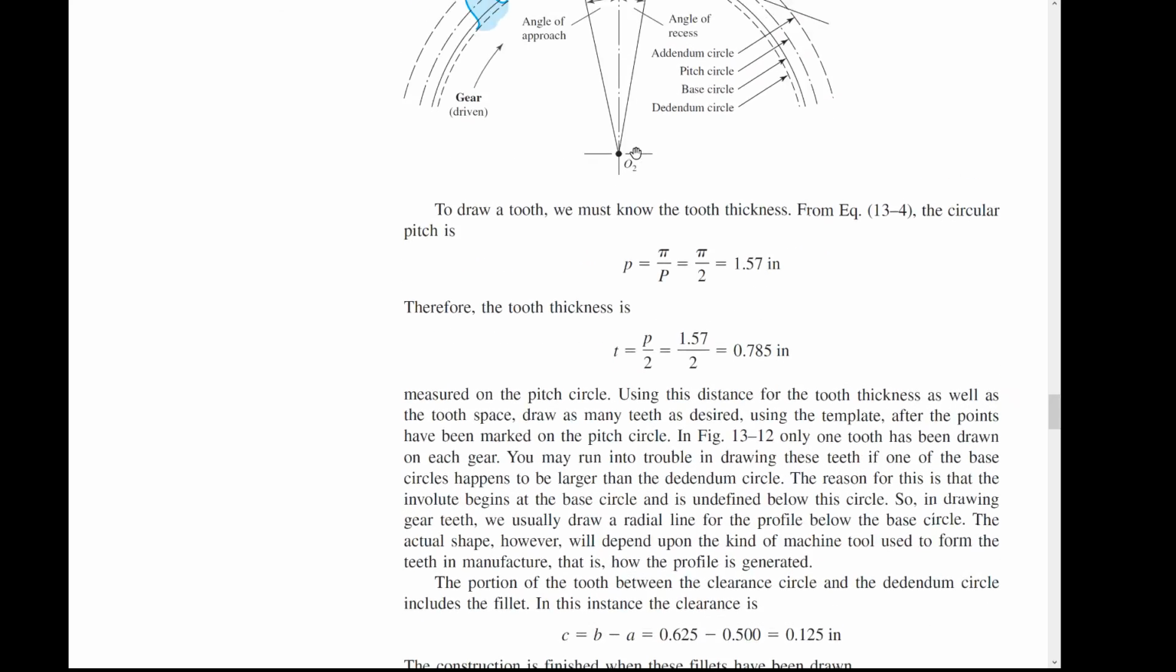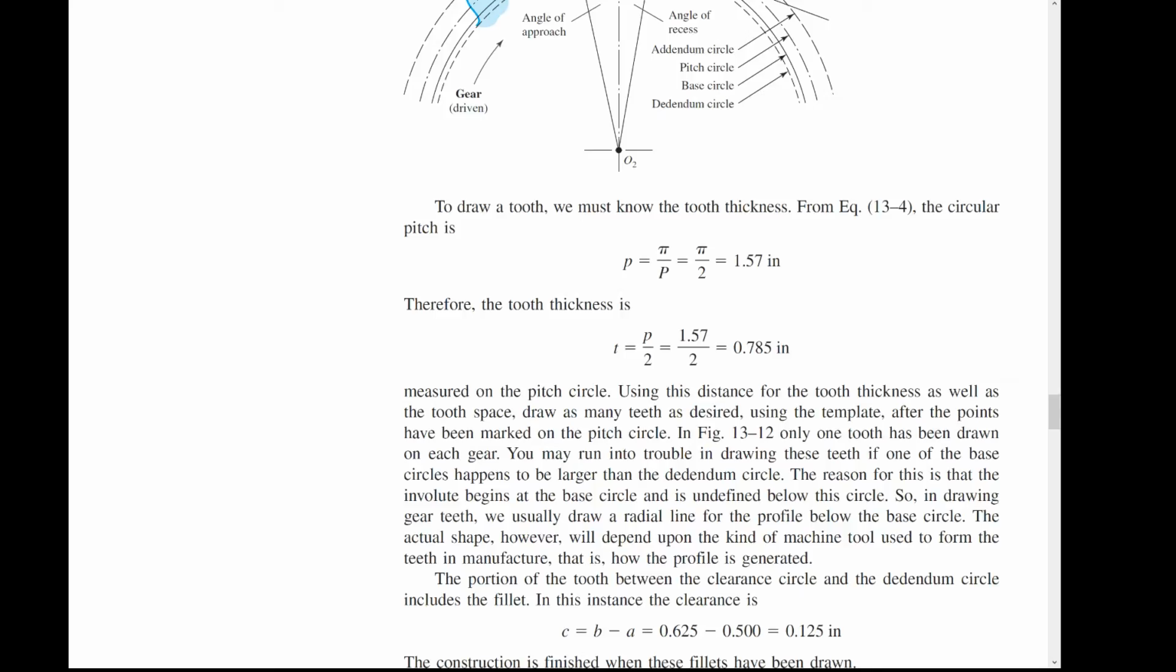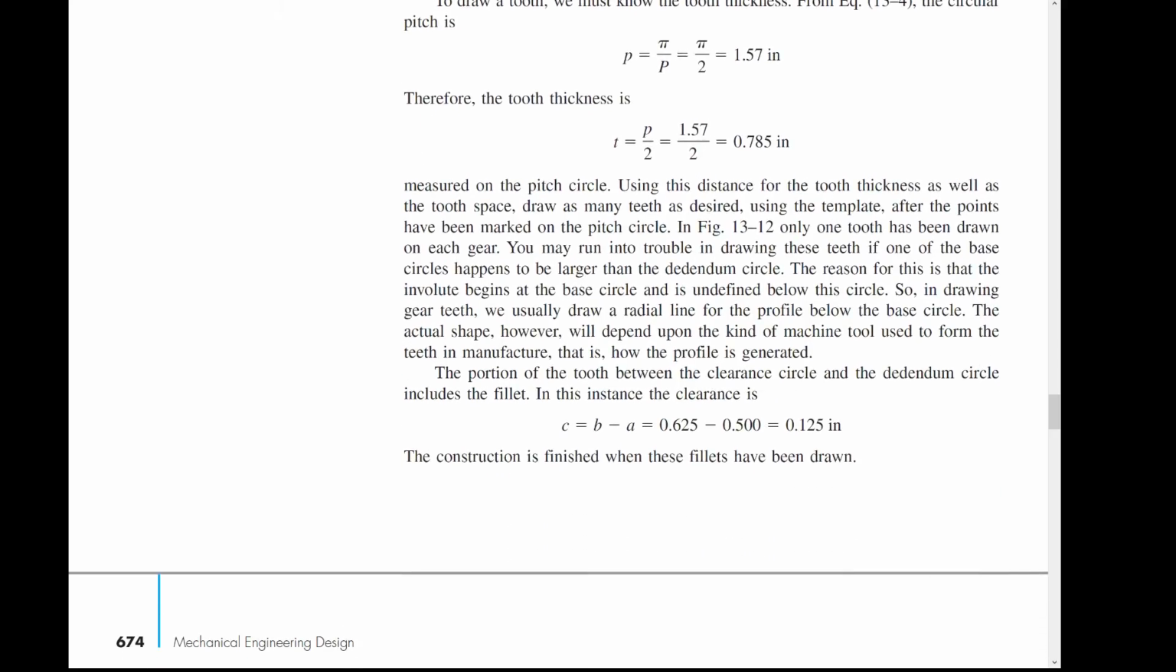To draw a tooth, we must know the tooth thickness. From equation 13-4, the circular pitch is P equals pi over P dot equals pi over 2 equals 1.57. Therefore, the tooth thickness is T equals P over 2, 1.57 over 2. Of course, that's 0.785, measured on the pitch circle. Using this distance for the tooth thickness as well as the tooth space, draw as many teeth as desired using the template after the points have been marked on the pitch circle.